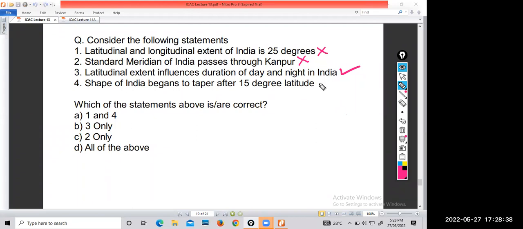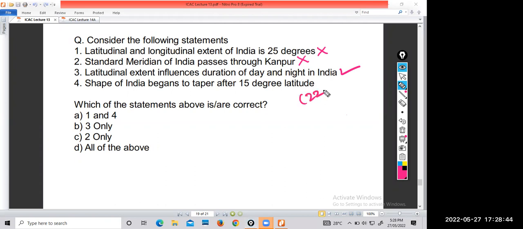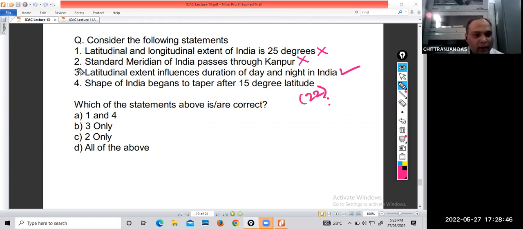Wrong. कितना है? 15 नहीं है तो कितना है? Sir, I guess 22. वेरी गुड, 22. देखो थर्ड सही क्यों है? क्योंकि देखो इंडिया इज डिवाइडेड इनटू टू पार्ट्स. वन इंडिया इज ट्रॉपिकल इन नेचर एंड अनदर इंडिया इज सब ट्रॉपिकल इन नेचर.